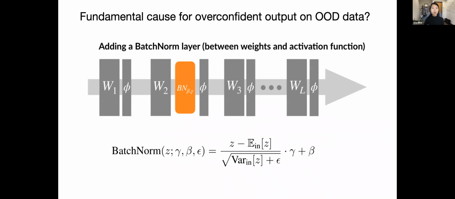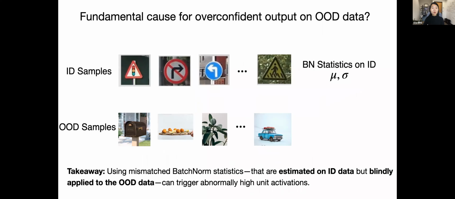And to explain the cause, let's look into how batch normalization works, which is a widely used technique in training modern neural networks. To recap, during training time, the network estimates the running mean and variance for each unit based on our training data, or ID data. Then during inference time, the network applies the batch norm statistics, which helps normalize the activations for the test data. Everything works fine if you apply the batch norm statistics on the same IID data. However, our key insight here is that using mismatched batch norm statistics that are estimated on the ID data, but blindly applied to the OOD data, can trigger abnormally high unit activations and consequently model output.